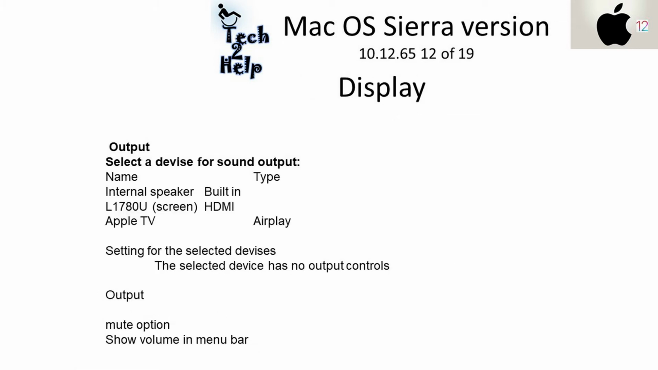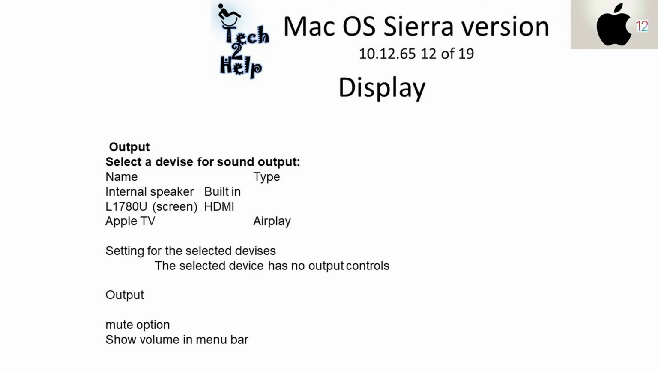Output volume. Mac OS Sierra version 10.12.6, 12 of 19. Display. Output. Select a device for sound output. Name, type. Internal speaker built-in. L1780U screen, HDMI. Apple TV AirPlay.